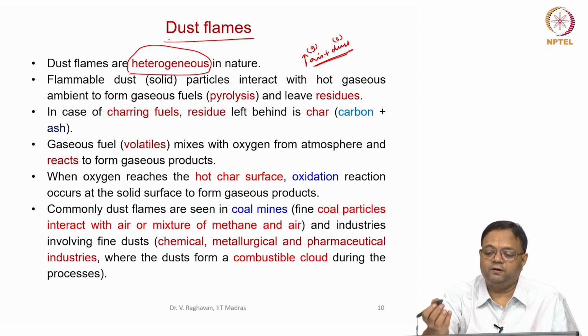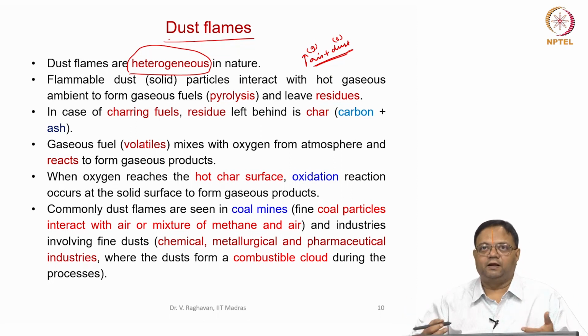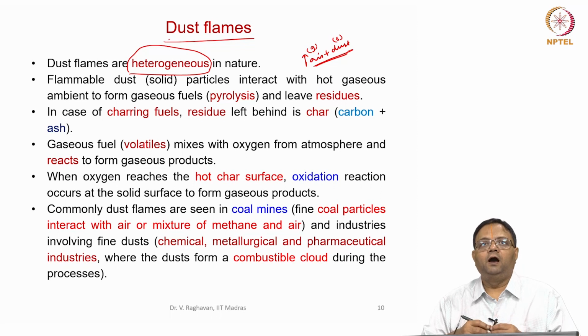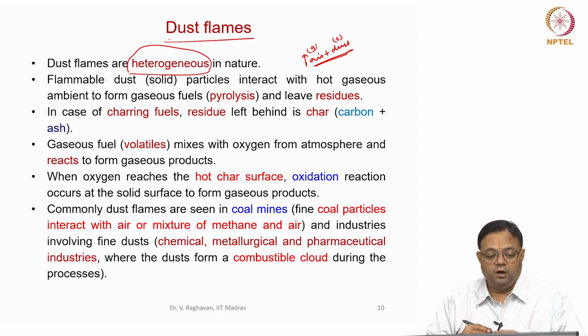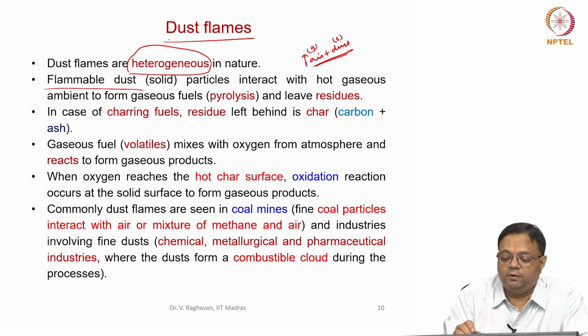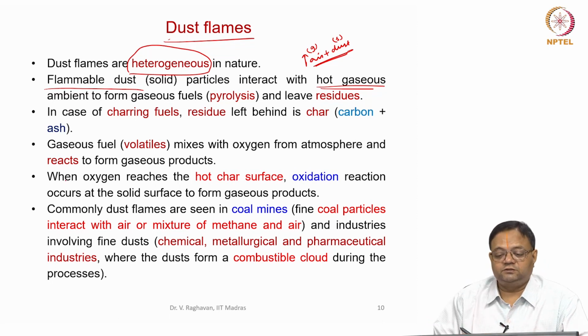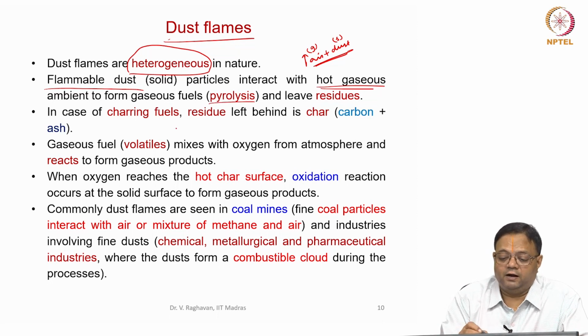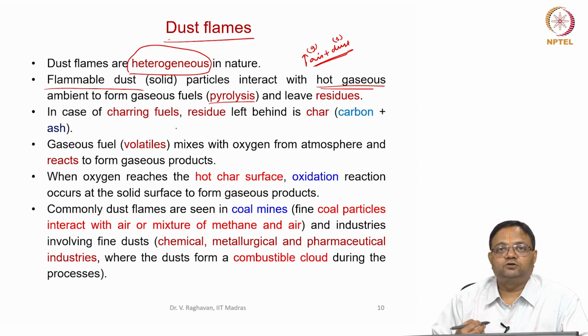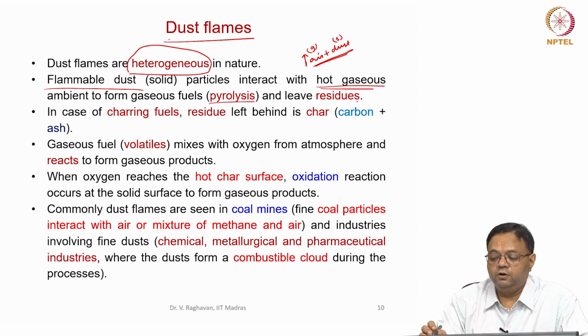Dust flame. So this is supplied to a burner, or it is entrained. Dust is entrained by the flowing air and it is ignited as it goes. Now let us take a flammable dust particle which interacts with hot air or gas ambient. Then what happens? The dust particles will pyrolyze first, and gaseous fuel comes out of that and char will be formed, if there is a charring fuel. If it is not a charring fuel, then it will just leave some residues, etc.